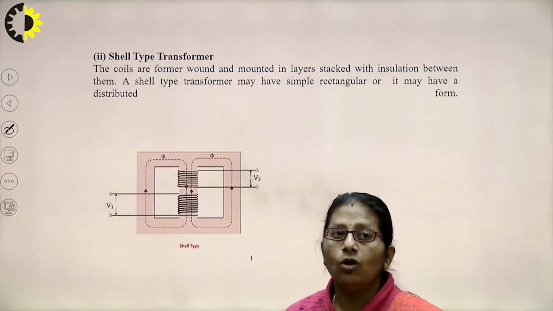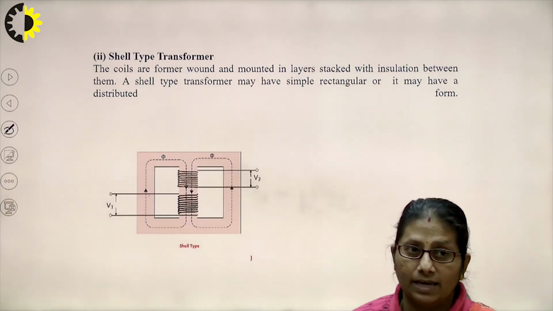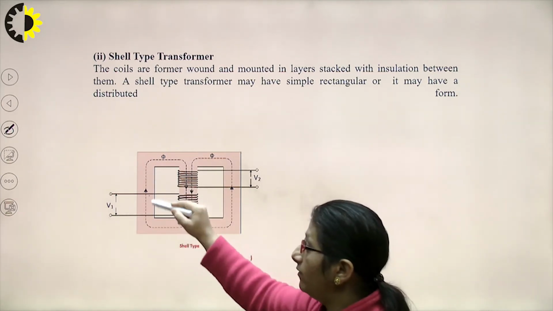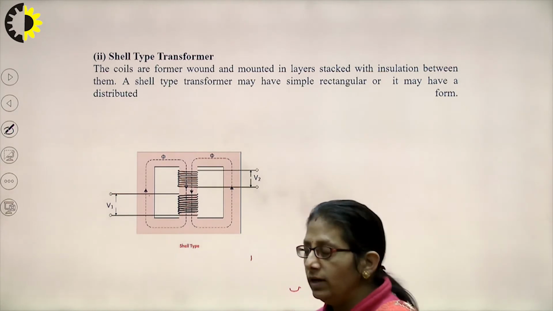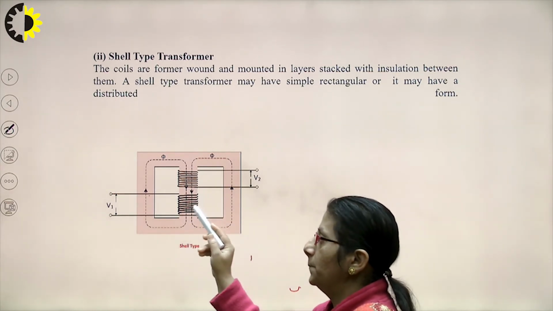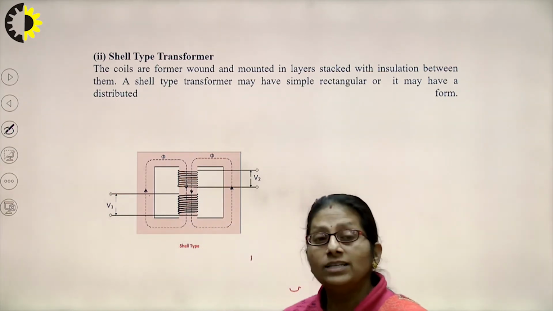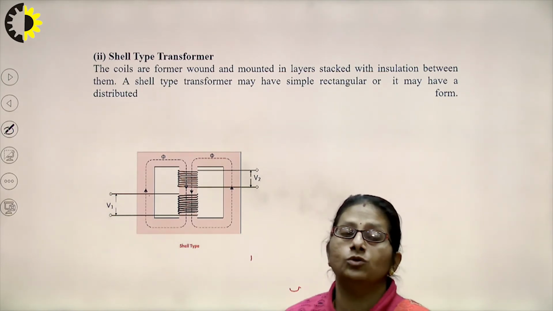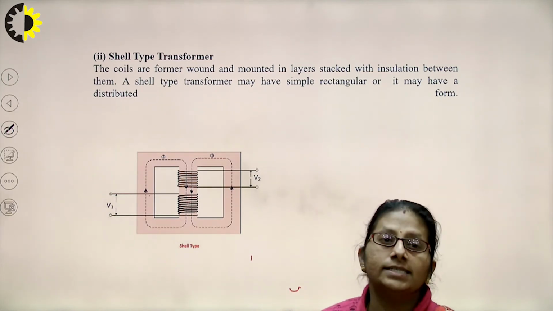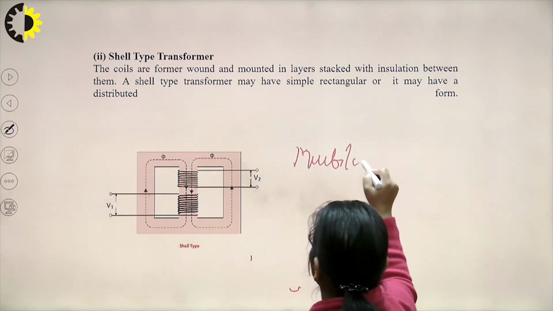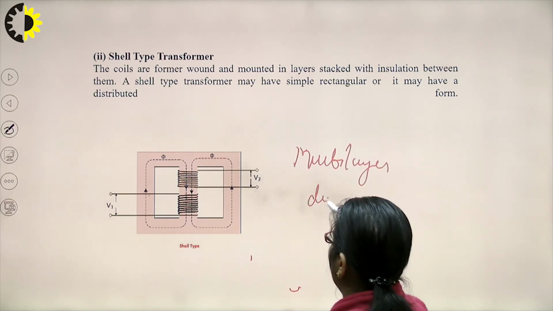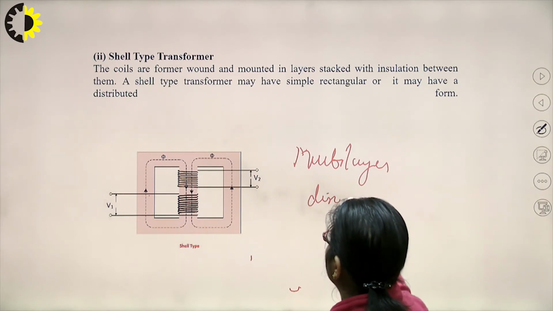But in a shell type, I have 3 limbs, and the windings are wound only on the central limb. Here the winding is a multi-layer disc type winding. And what do we understand by multi-layer disc type?